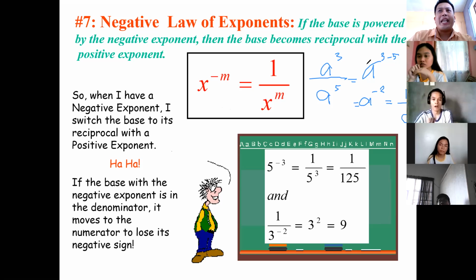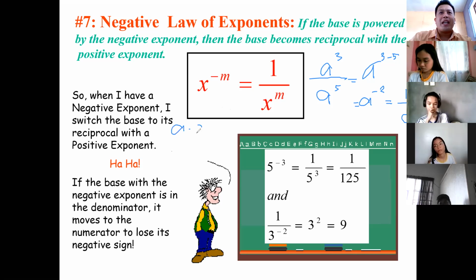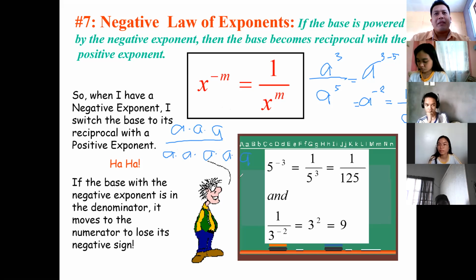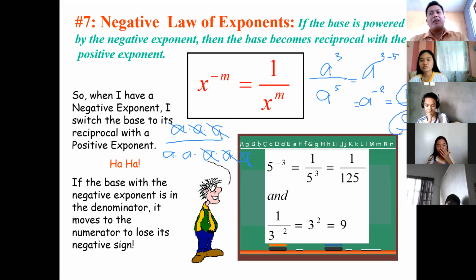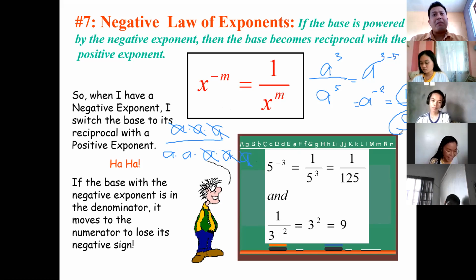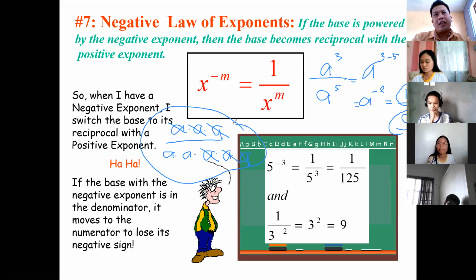If we expand a to the power of 3, that is a times a times a, right? And if we expand a to the power of 5, that's a times a times a times a times a. Right? Five a's. If we apply cancellation, we cancel the three a's in the numerator and denominator. What remains in the numerator is 1, and in the denominator, a squared. That's all. The understanding of it can be expressed in a solution where we cancel values from the numerator and denominator.